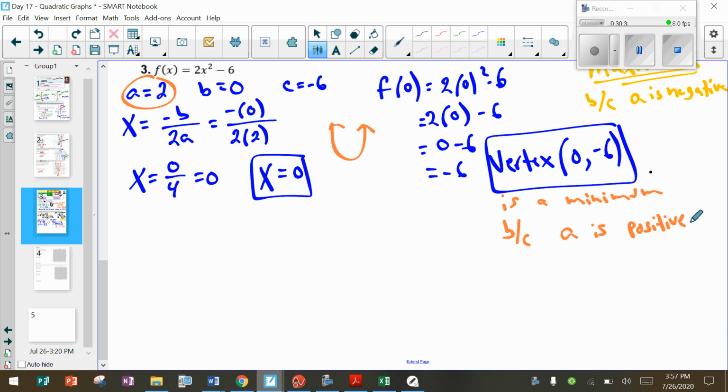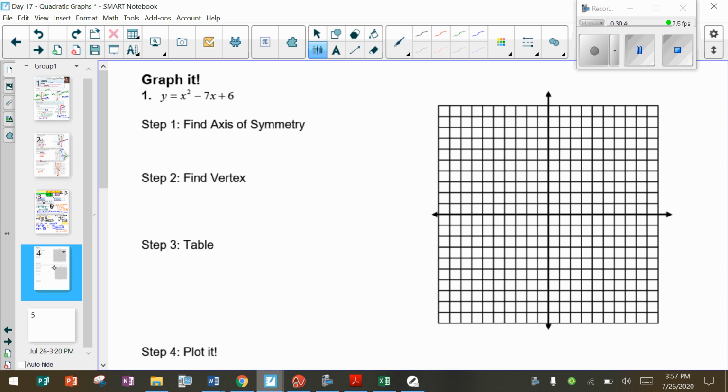All right, we're almost done. We're going to do 2 graphs. I just want to show you how to graph a parabola, and then we're good for the day. So to graph a parabola, we're going to use our calculator.